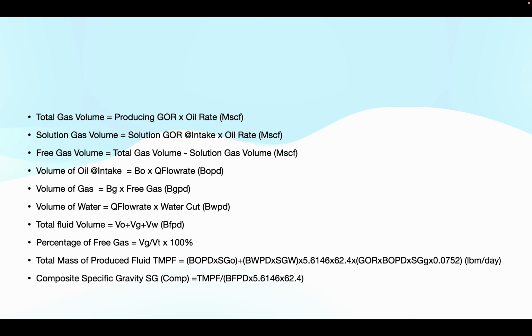This is the total mass of produced fluid: barrels of oil per day multiplied by oil, plus the other terms, and the formula is like this. After that, the composite specific gravity from the above is multiplied by BFPD, divided by BPD, multiplied by this formula.